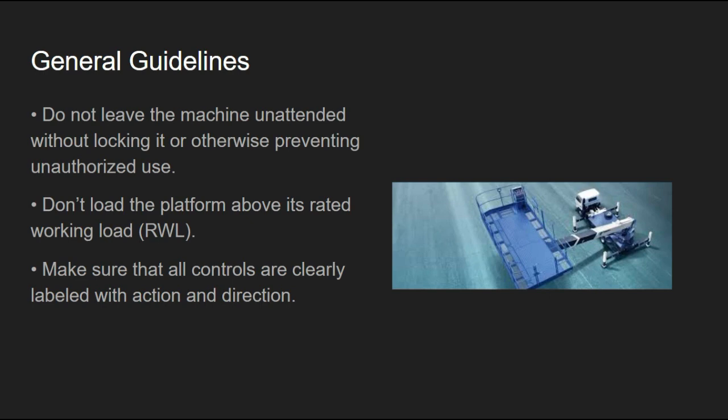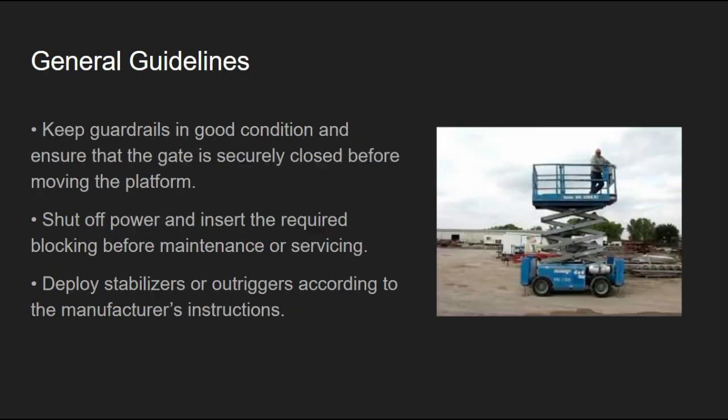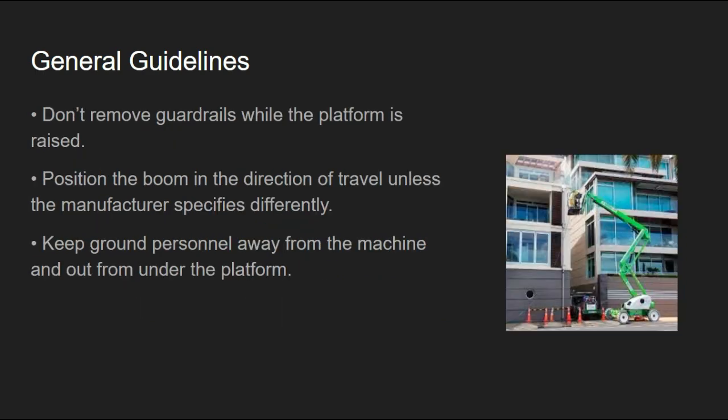Do not load the platform above its rated working load, RWL. Make sure that all controls are clearly labeled with action and direction. Keep guardrails in good condition and ensure that the gate is securely closed before moving the platform. Shut off power and insert the required blocking before maintenance or servicing. Deploy stabilizers or outriggers according to the manufacturer's instructions.